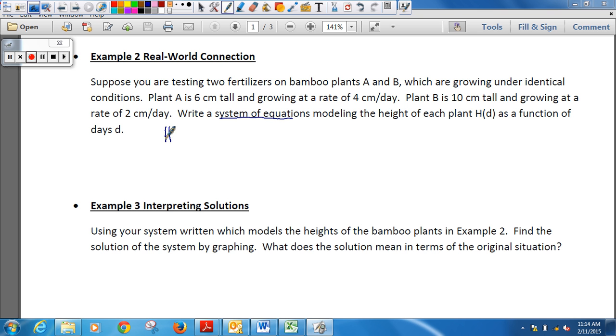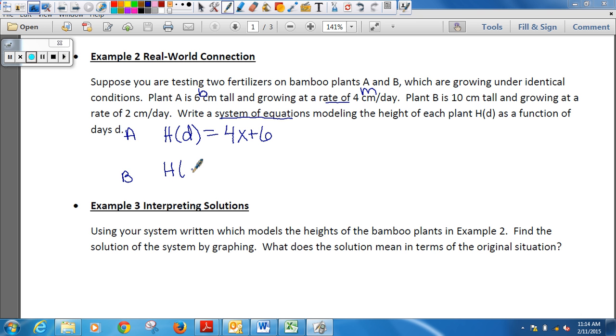So I'm going to do h of d, and this is going to be for plant A. This would be the b, because that's the initial height. The rate is always our slope, which is m. So we have 4x plus 6.